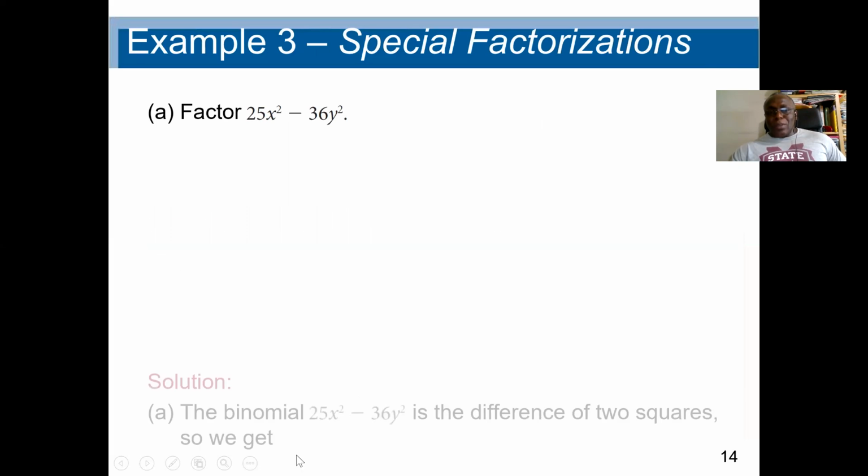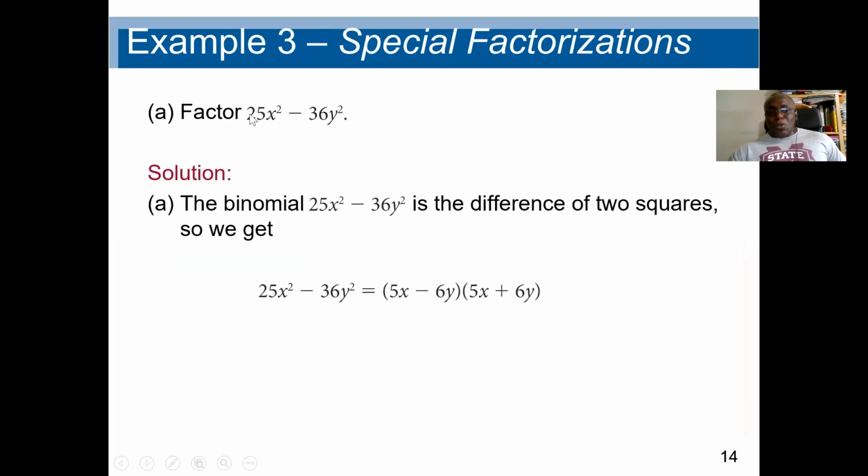So let's try the example using the difference of two squares. When I look at this expression, I can see that this is a difference of two squares. Why? Because 25 is the same as 5 squared, so I'll get (5x) all squared. 36 also is the same as 6 squared, so I'll get (6y) all squared. So if that's the case, then our solution will be what? The difference of two squares: 5x minus 6y and 5x plus 6y.